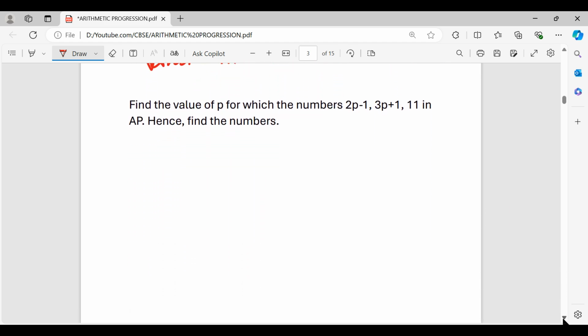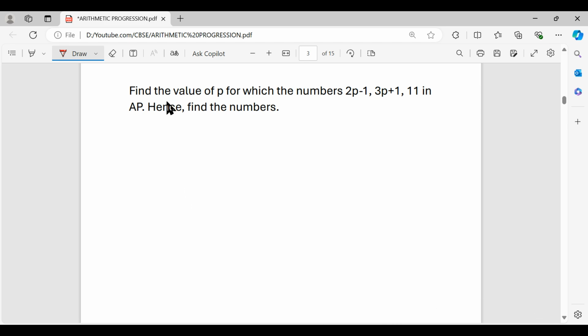Okay, this is one interesting question and this is important also. This type of question already has come in exam. Find the value of p for which the numbers 2p minus 1, 3p plus 1, 11 are in AP. Hence find the numbers. Okay, so you have to find the value of p. So very clearly it is mentioned that this sequence is in AP. So as soon as you say the word AP, what is common there? So only one thing is common, that is the difference between the terms, right? So this is going to be same.